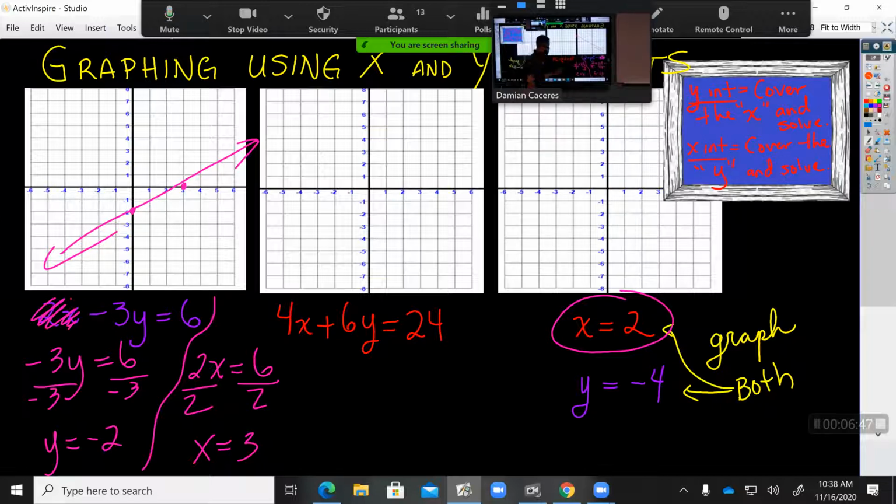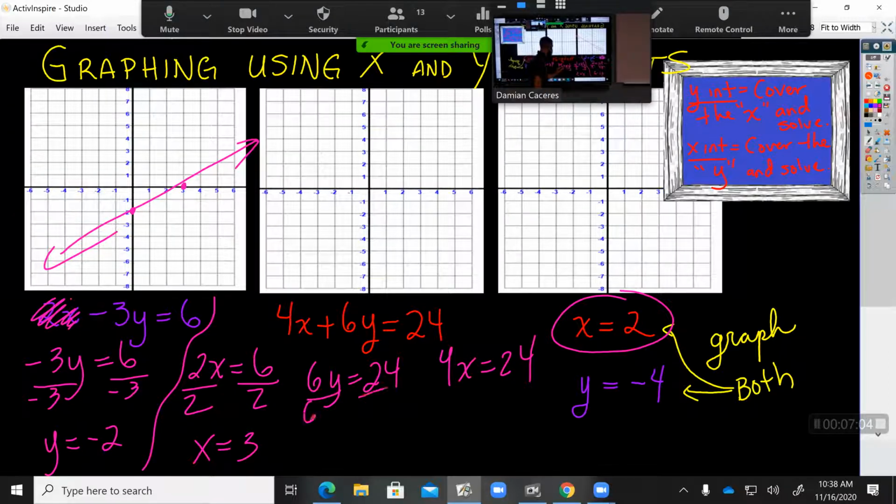Now the next one. Let's already write both equations that we're solving. If I cover the x, then I'm solving 6y equals 24. If I cover the y, then I'm solving 4x equals 24. Let's solve both these equations.